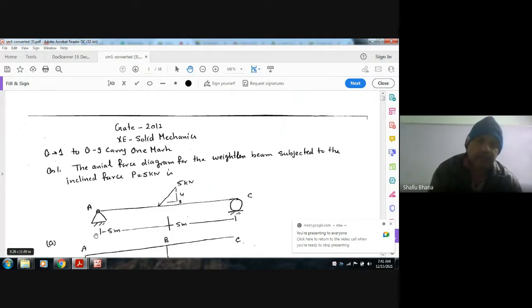In this session, we will solve the GATE 2012 XC solid mechanics paper. Question 1 to question 9 carry 1 mark.